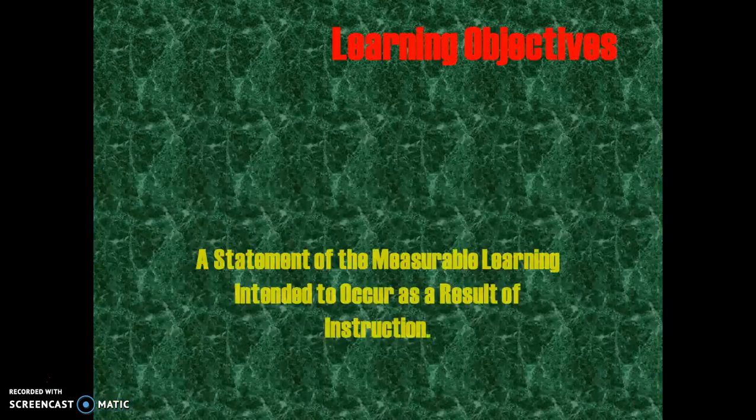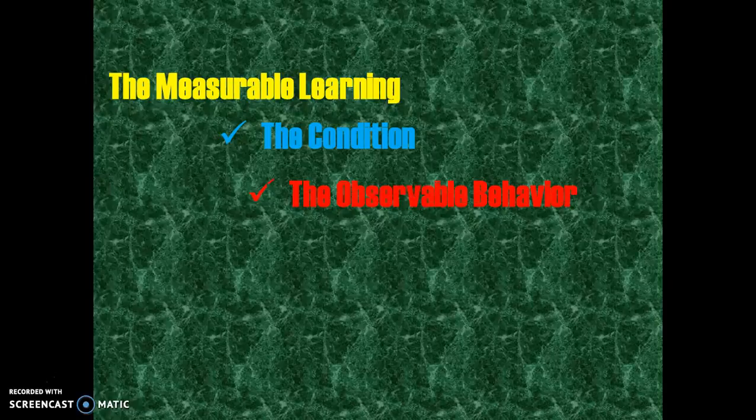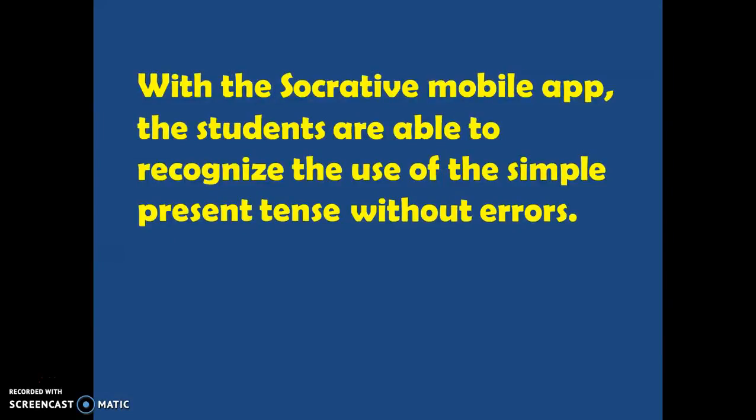Now let's talk about the learning objectives. This concept refers to a statement of the measurable learning intended to occur as a result of instruction. Don't forget that there are three aspects to consider when talking about the measurable learning. That is the condition, the observable behavior, and the criteria. Let me give you an example. Here is my learning objective: with the Socrates mobile app, the students are able to recognize the use of the simple present tense without errors.